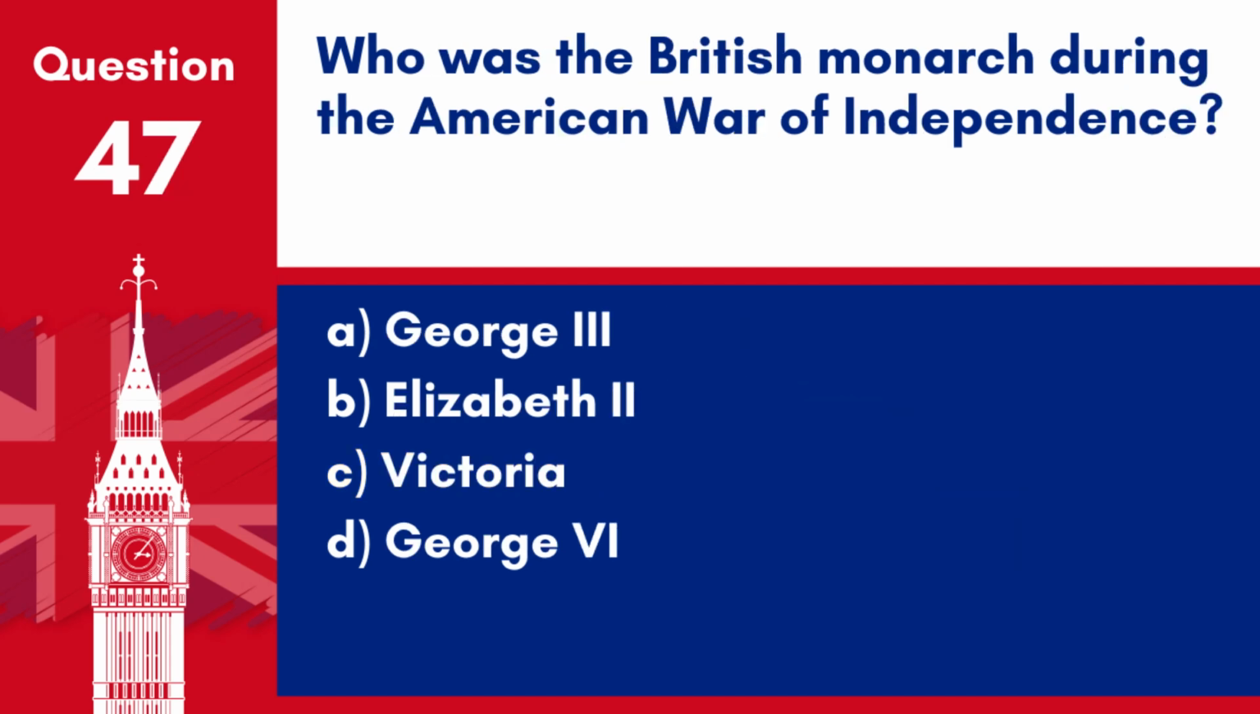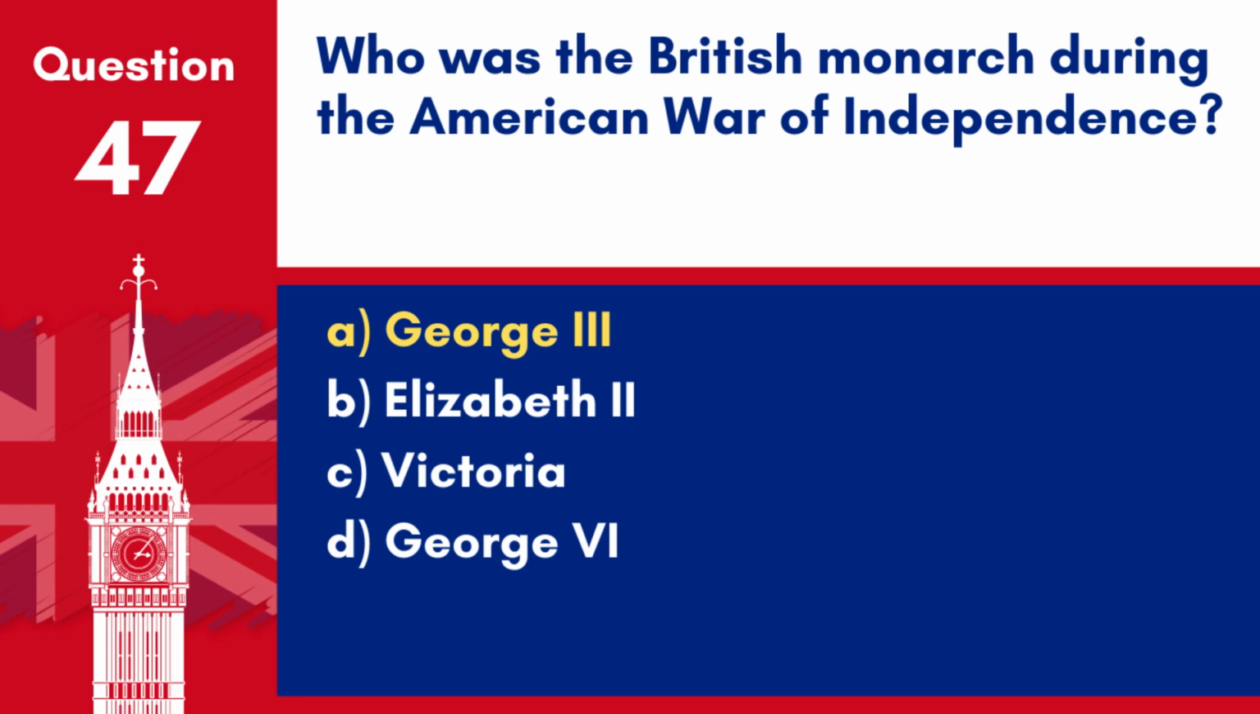Question 47. Who was the British monarch during the American War of Independence? A. George III. B. Elizabeth II. C. Victoria. D. George VI. Answer: A. George III.